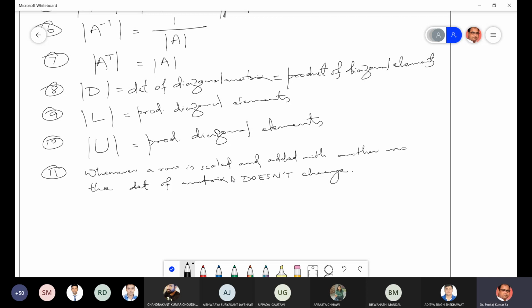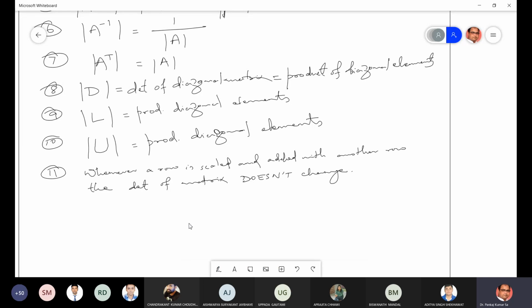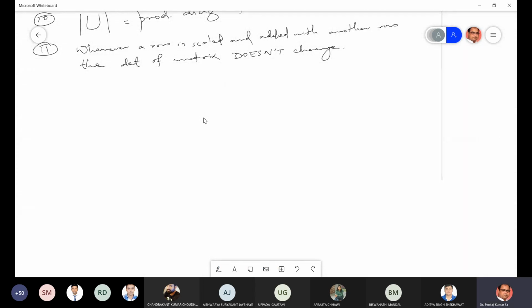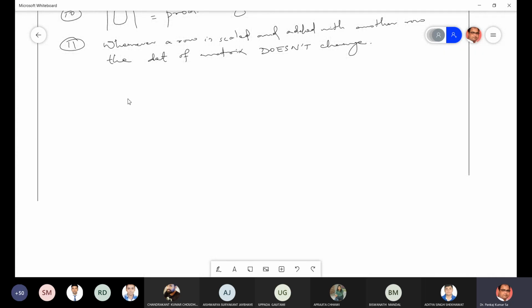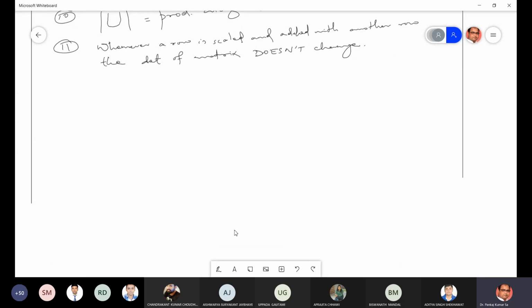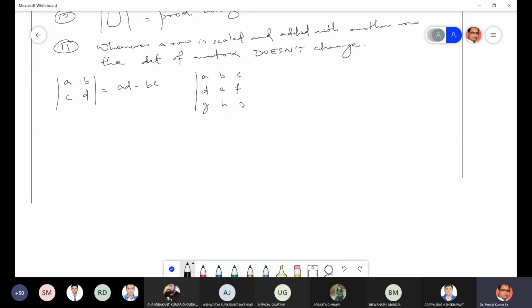Okay. So a lot of properties are there. But the bottom line is, being a student of computer science, I only look for how fast I can compute everything. So for a 2x2 matrix, I say it is A, B, C, D. So A D minus B C. If it is a 3x3, A, B, C, D, E, F, G, H, I.